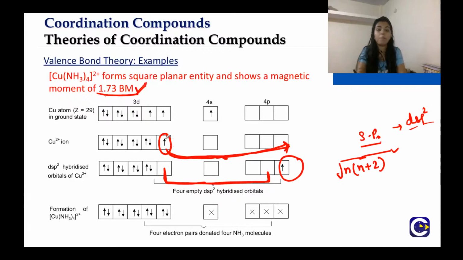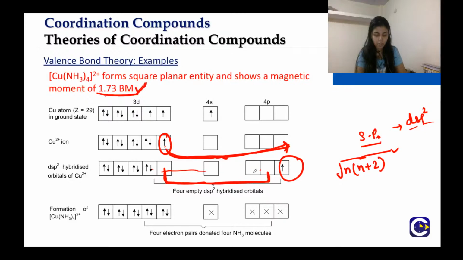So you have to remember this special case that one electron is promoted to the 4p and now the dsp2 hybridization takes place, okay? So this was all about valence bond theory.